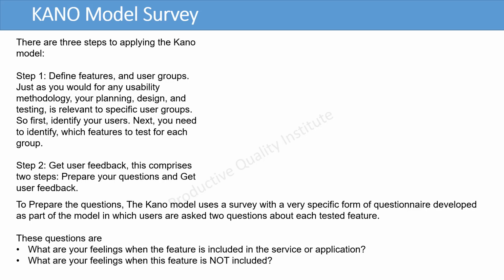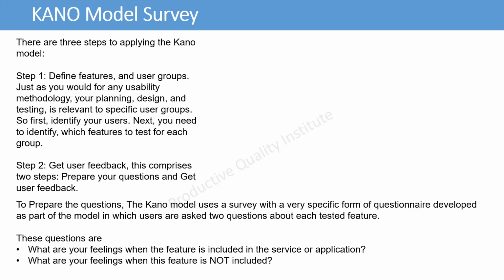There are 3 steps to applying the Kano model. Step 1. Define features and user groups. Just as you would for any usability methodology, your planning, design, and testing is relevant to specific user groups. So first, identify your users. Next, you need to identify which features to test for each group.